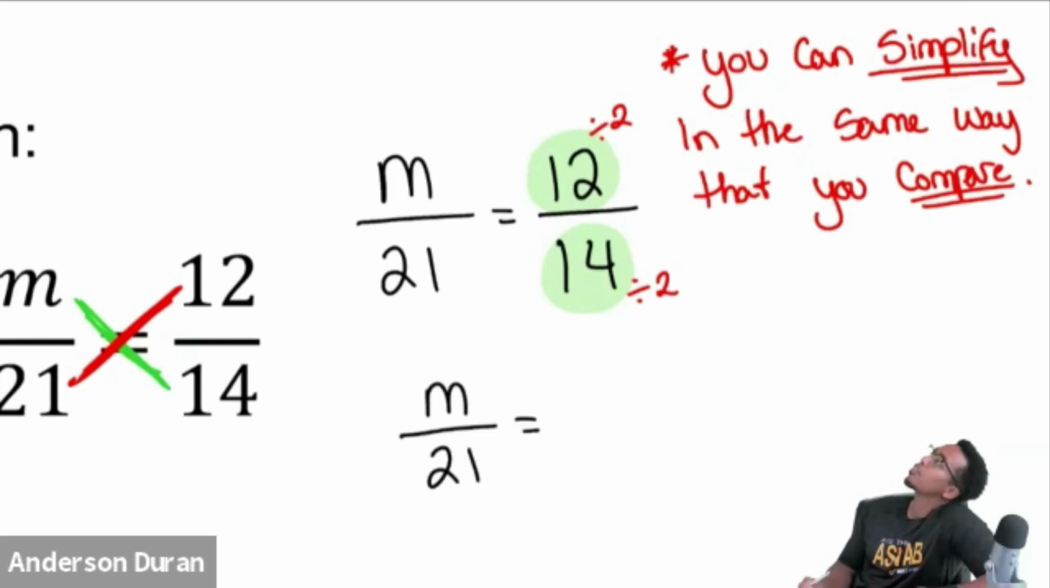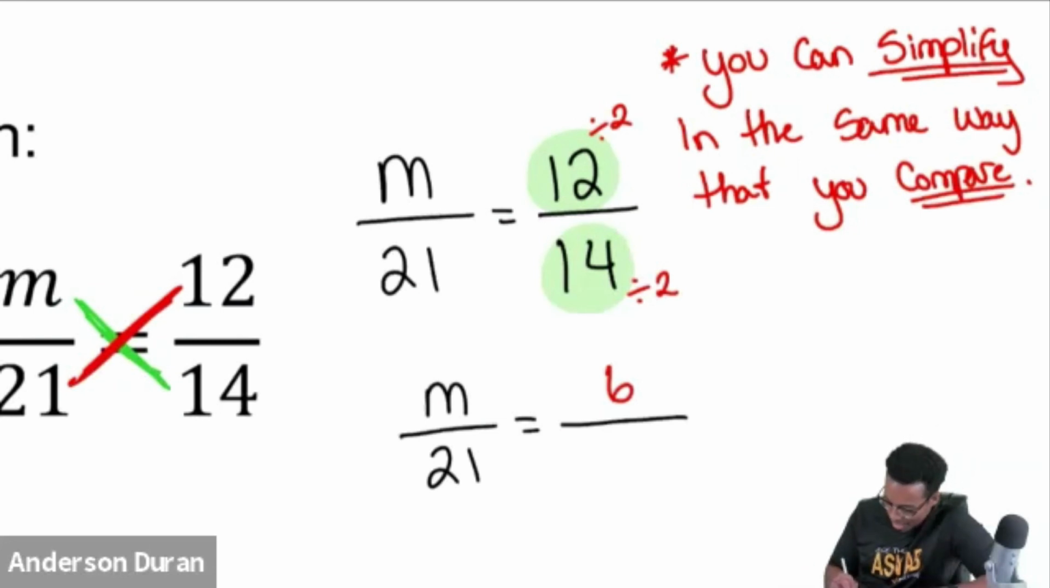Everybody hit me. 12 divided by 2. Easy question of the day. That's right. It's going to give me that 6 right there. And then 14 divided by 2. What's that going to give me? Absolutely. That's going to give me that 7 right there.